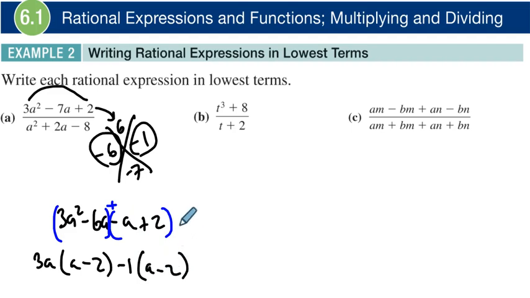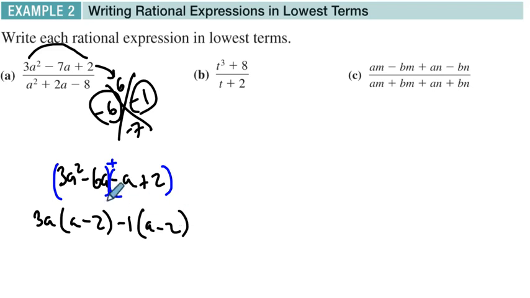We have one last step here to factor this, right? Notice now we have a common factor of a minus 2. See how this is all one term, and this is one term. Each term has an a minus 2, so I'm going to pull out the a minus 2. If I factor out the a minus 2, what do I have left? I have the 3a left, and I have the minus 1.